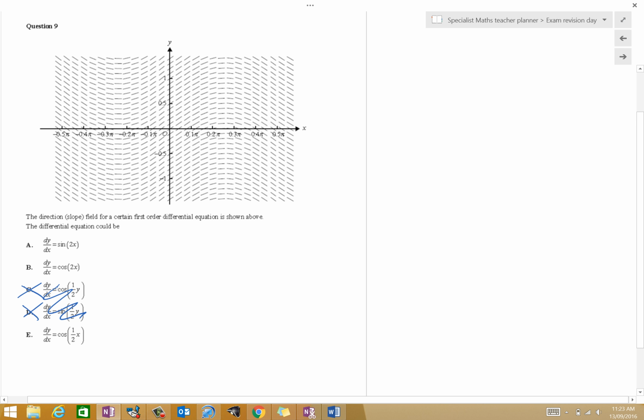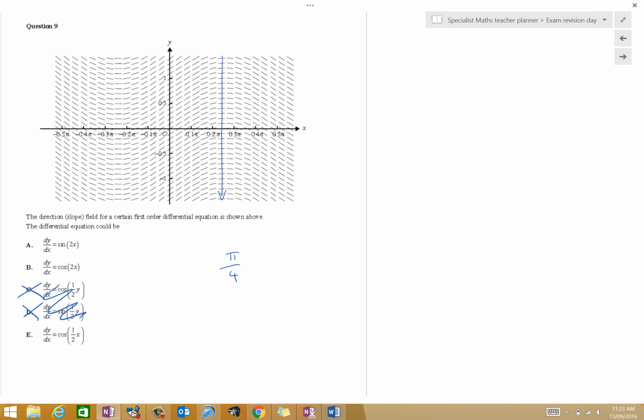Because as I go up in y values, what do you notice about all of these gradients? They're all the same, so it's not depending on y. Y is not changing that. So now what we do is we decide. The first thing I usually do is look at quadrants, but I reckon the best thing to do is pick a value. Can you see there that 0.25 pi, approximately? That's pi on 4, isn't it? Now let's sub in pi on 4 into those ones and see which one works.